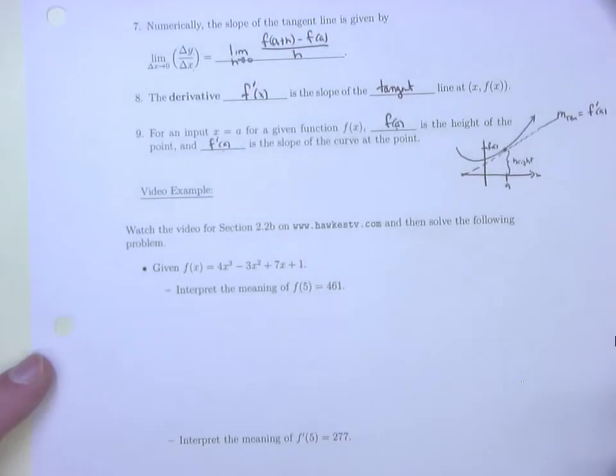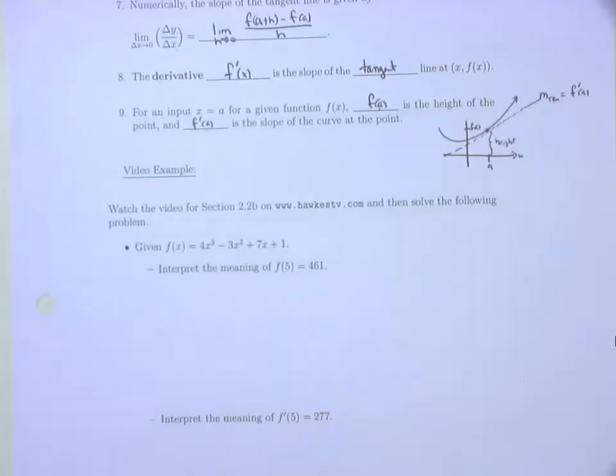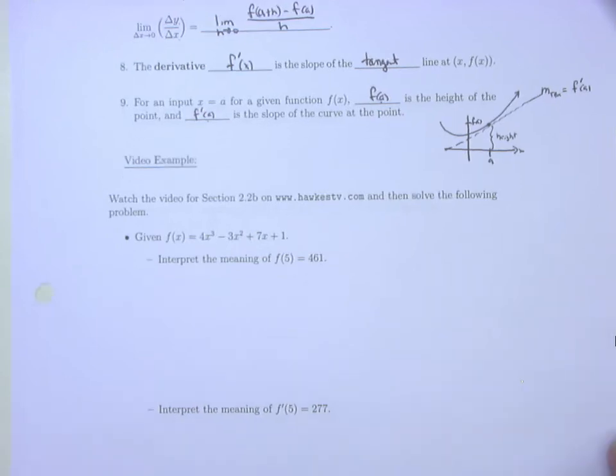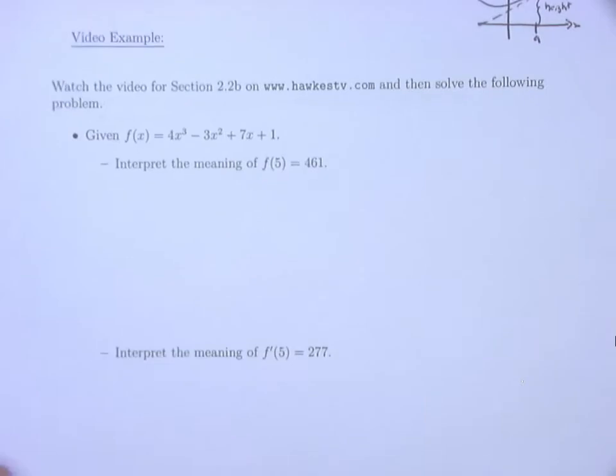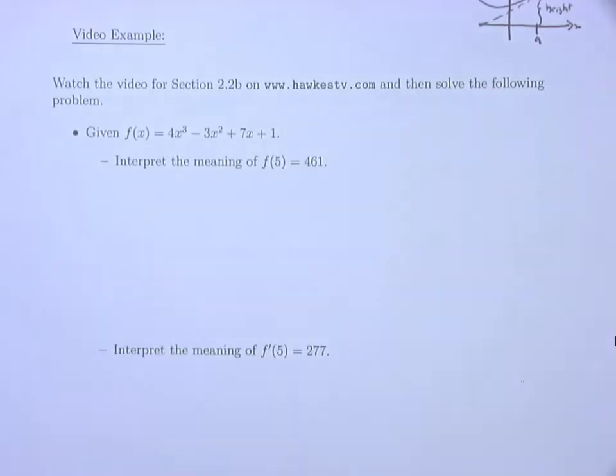So, when you go to www.hawkstv.com and go to Essential Calculus, we're in section 2.2b, and click on the little video there, they're going to give you a similar example of this one. This is just an interpretation. We're not calculating anything. They gave you a function, and a nice little statement here. f of x is equal to 4x cubed minus 3x squared plus 7x plus 1. Interpret the meaning of f of 5 equals 461.